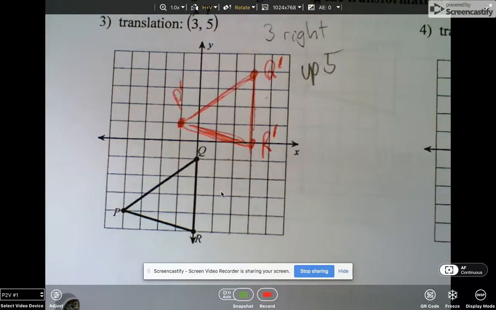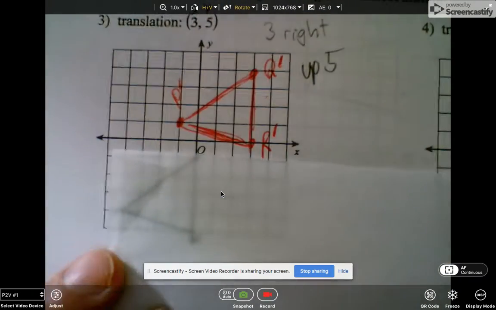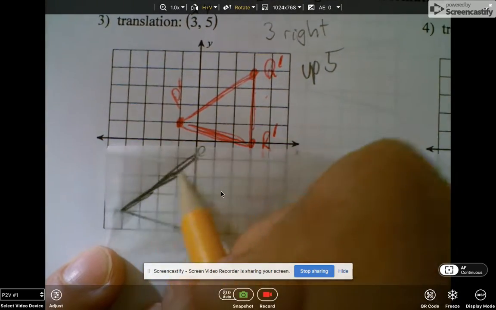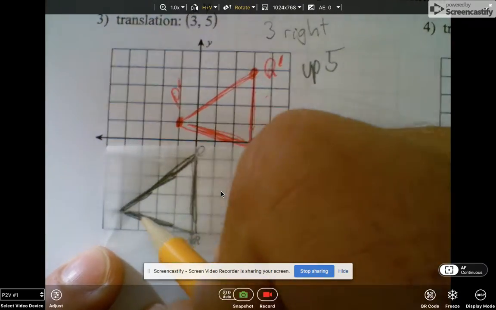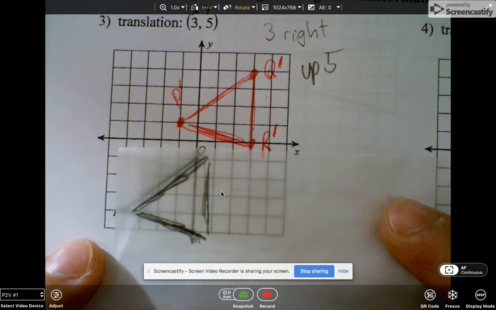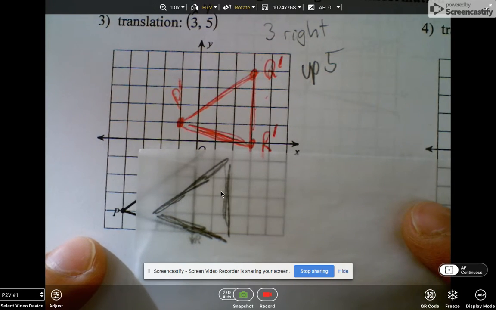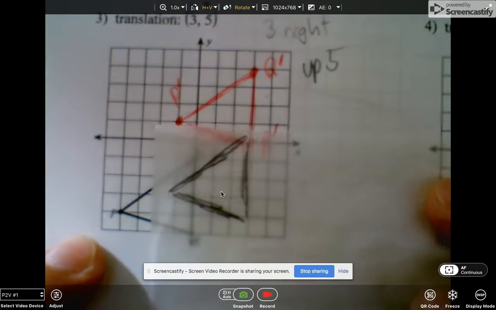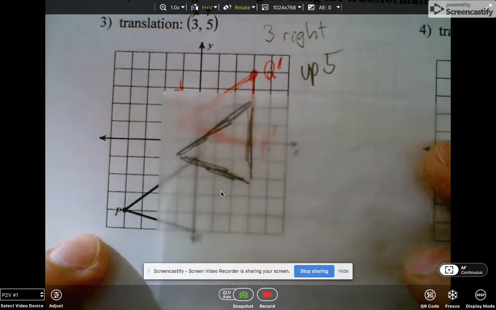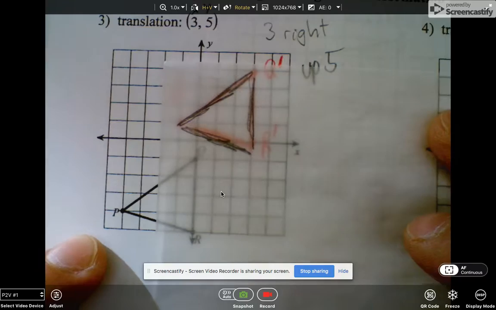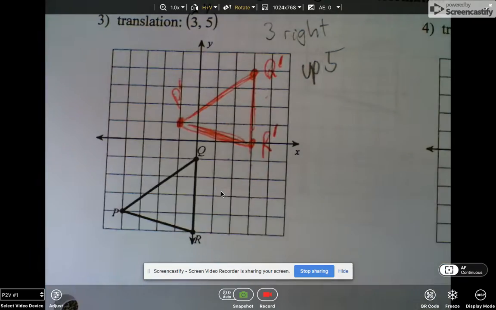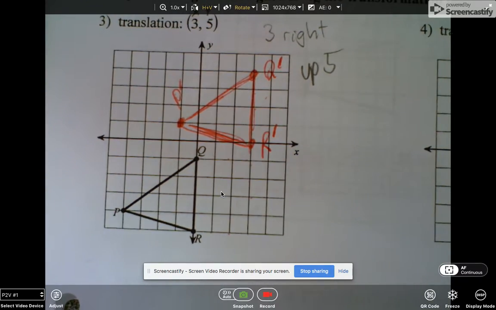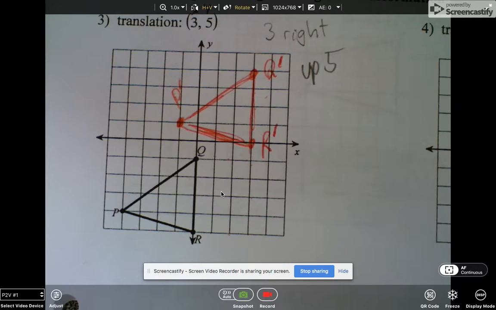All right, so now to check it with the patty paper, I just take it, and I can trace it, and then move it 1, 2, 3 to the right, and then 5 up. 1, 2, 3, 4, 5, and it stays congruent. You can try number 4. Be careful, number 4 has a negative x, so that will tell you something a little different.